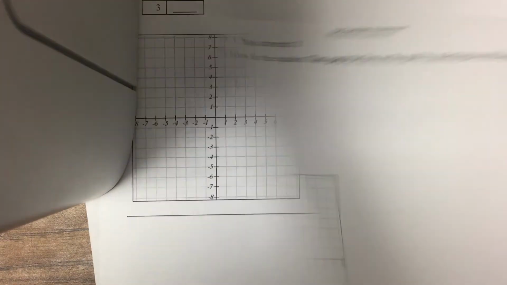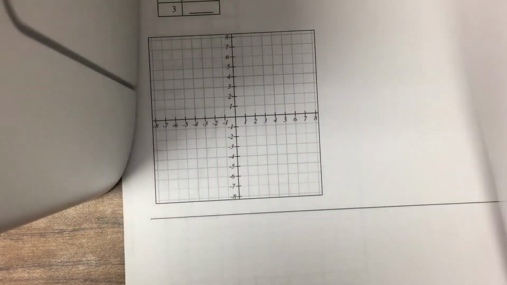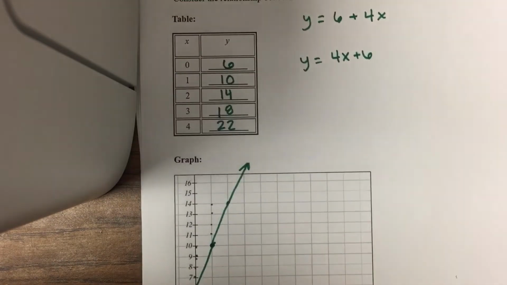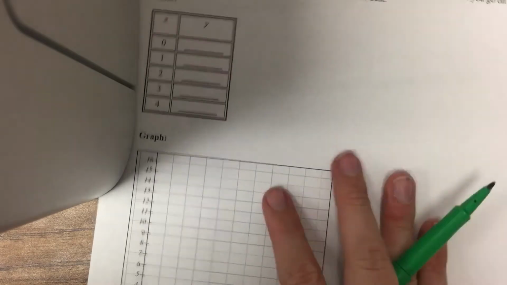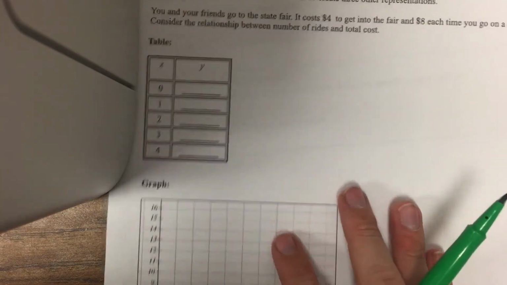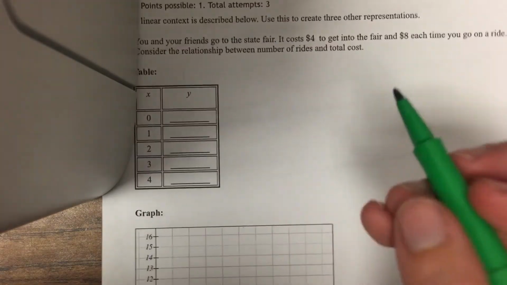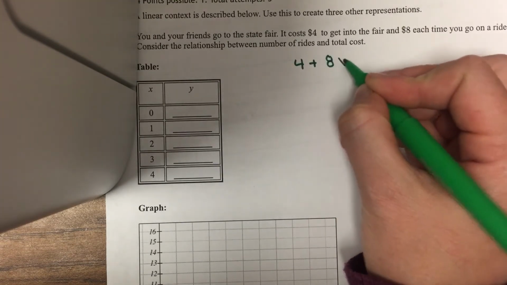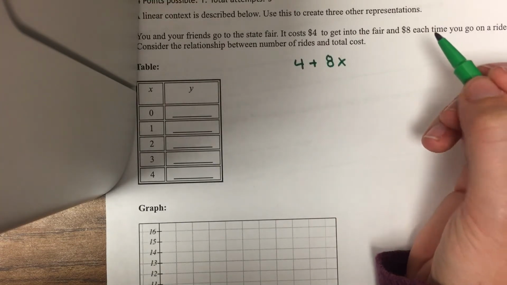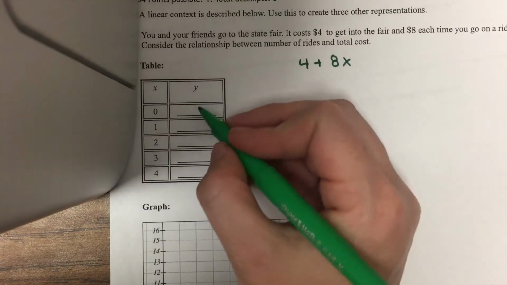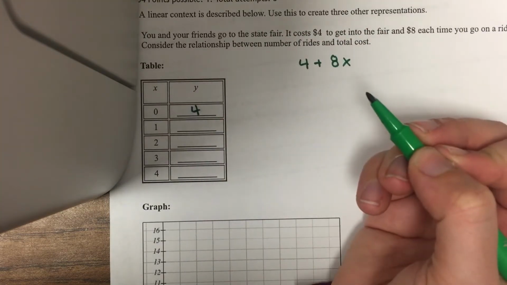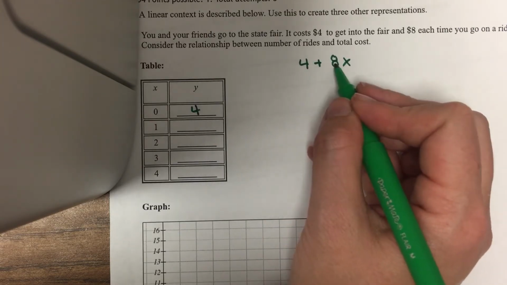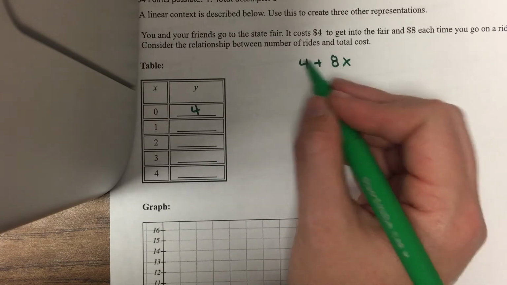Okay. Let's go on to word problems. Let's do one over here. We have you and a friend go to the state fair. It costs $4 to get in, plus $8 for each ride you go on. So if you go into the fair and you don't go on any rides, it's $4. But if you go on one ride, it'll be 4 plus 8. You have to pay $8.